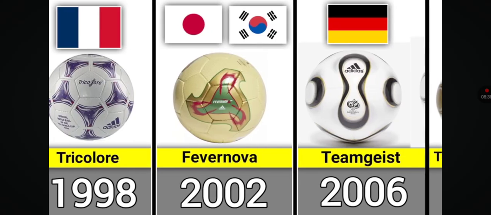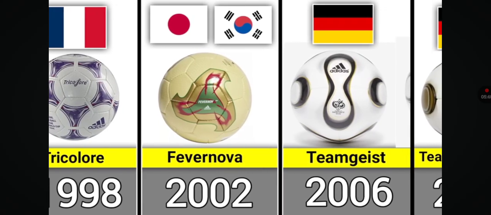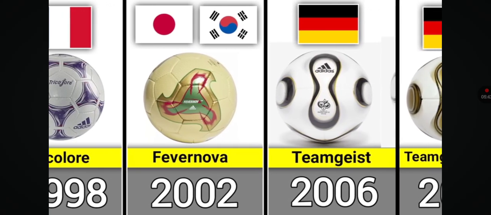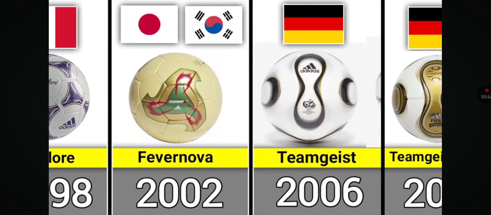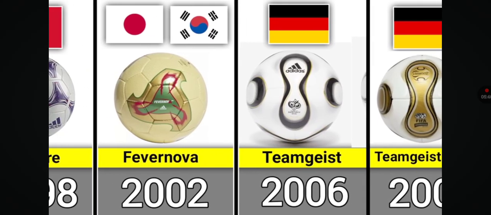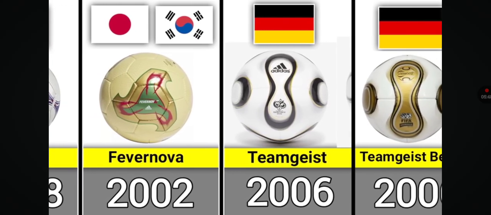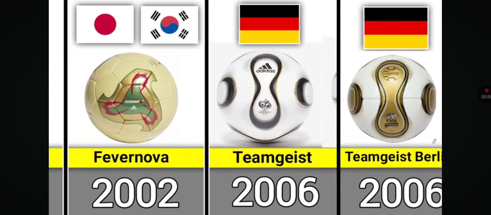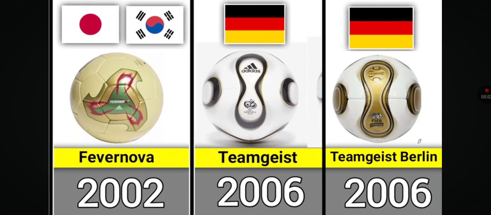2006 Teamgeist. The Teamgeist used a new panel system for better accuracy and control. It was smoother and more consistent than previous balls. Technology now played a key role in performance. Football engineering had reached a new level of precision.